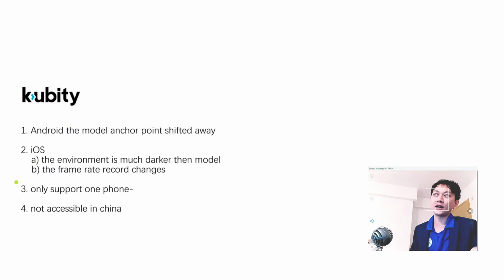Android has that problem, and on iOS devices like your iPhone or iPad, I heard it was okay. But on the iPhone that we bought and tested, the environment is much darker than the model. So we called up Qubity and they told us that this is something they cannot solve right now. What happens is that when the phone captures, it's almost dark and it's just the model in the middle that is bright. So that defeats the purpose of having augmented reality, right?